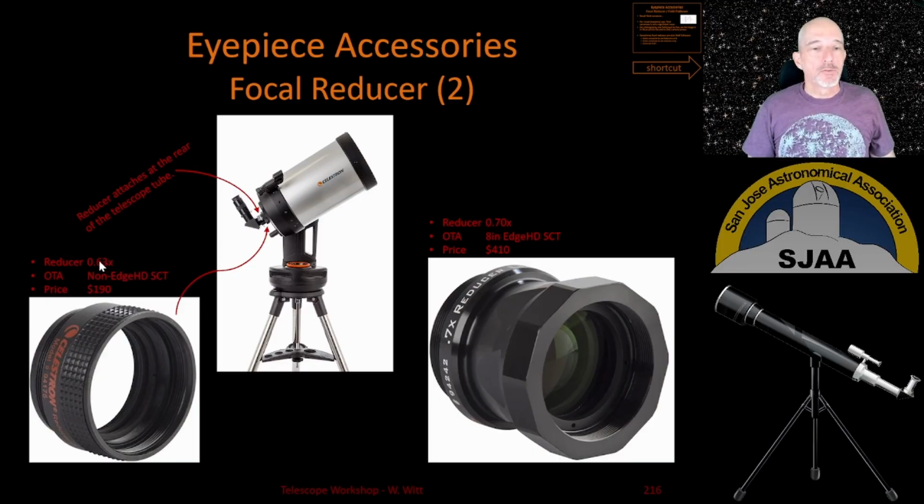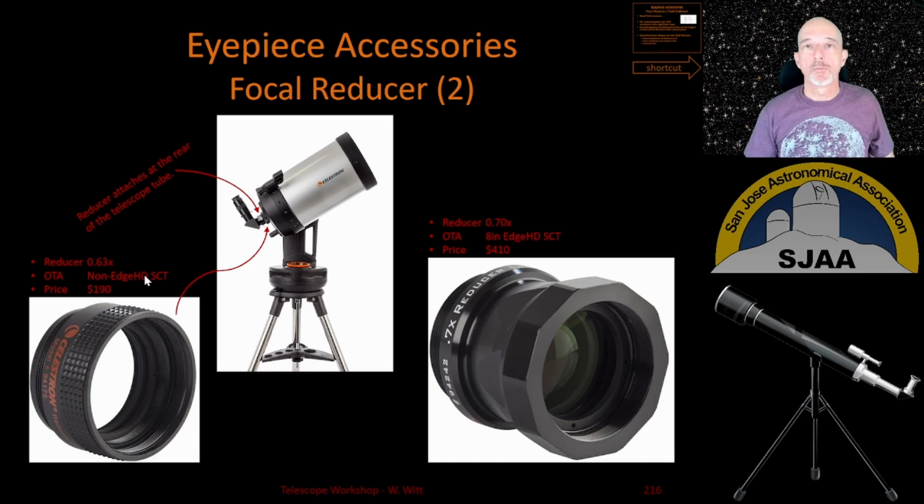You can see here, this reducer is a 0.63 reducer. This is 0.7. The price difference is pretty significant here, 190 to 410, even though these are both for the same size telescope, but the difference is this Edge HD thing.